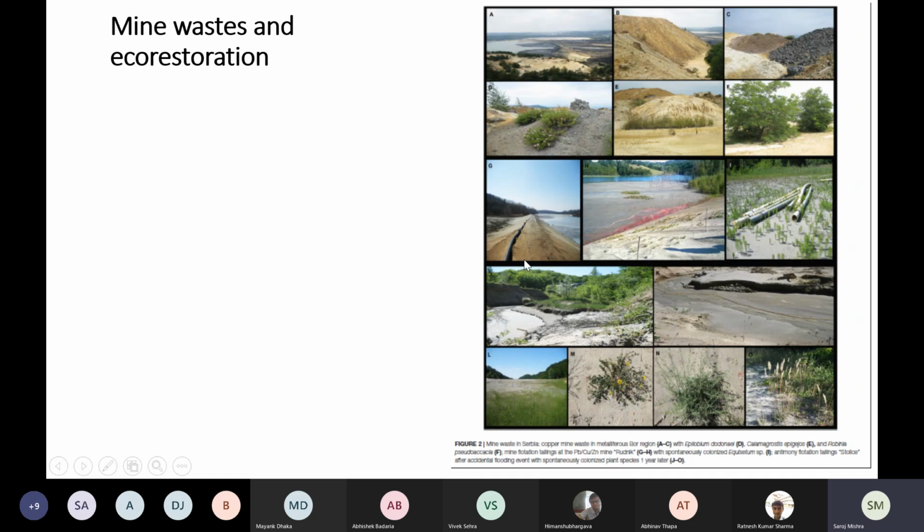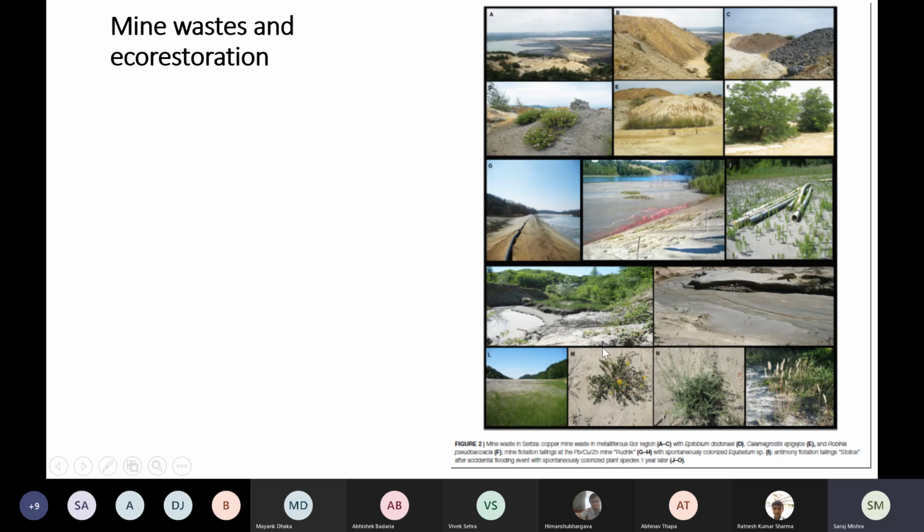And similarly here also, these are some of the wastes which are deposited from the mining industry. And then after some time, there are these colonizers, which you see, the small plants which have been planted in this area. Or you see something else. This is antimony flotation tailing here after some flooding event has occurred, and 1 year later.